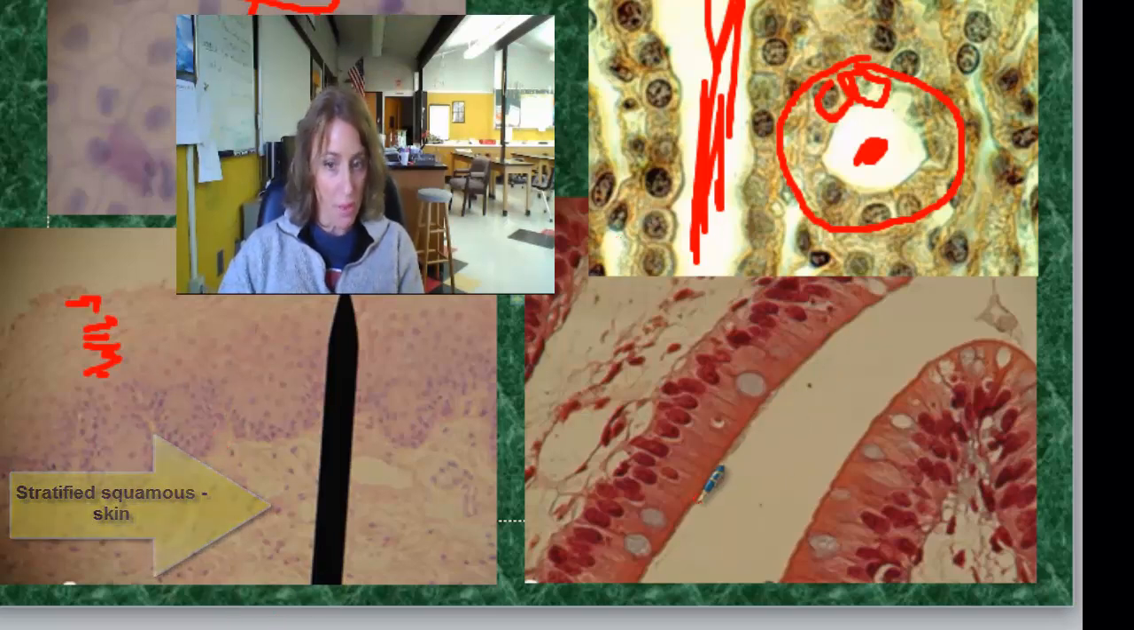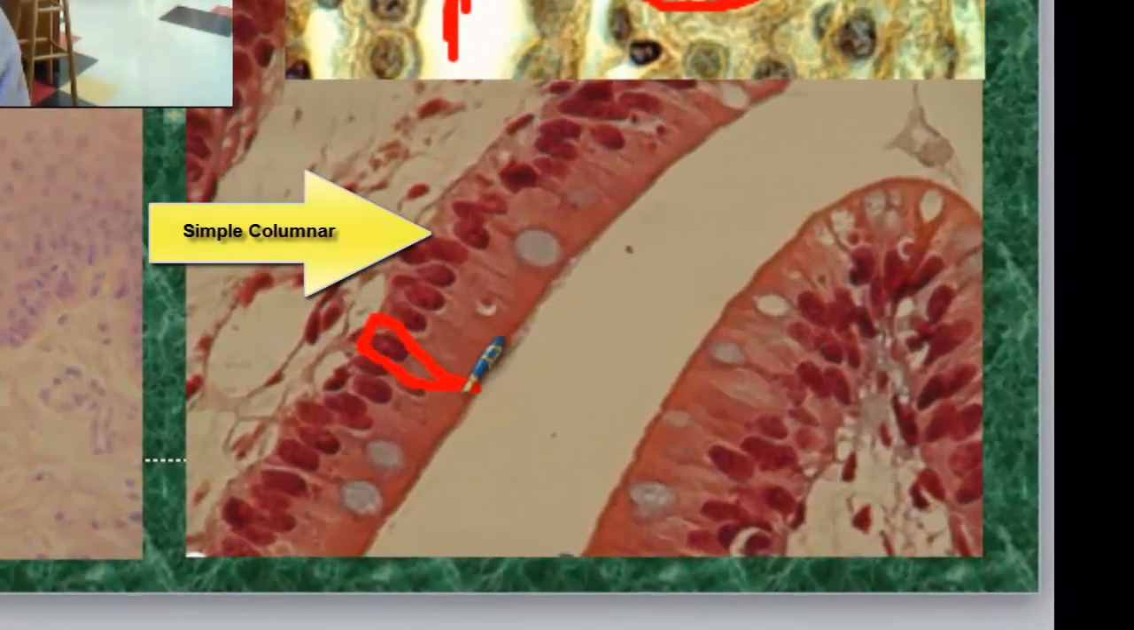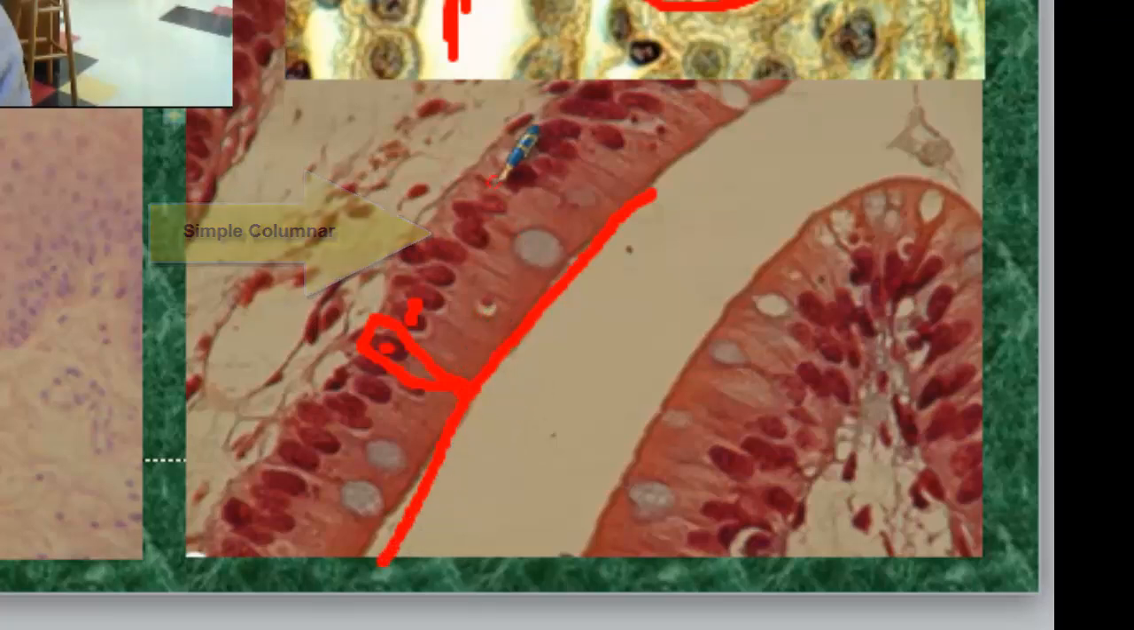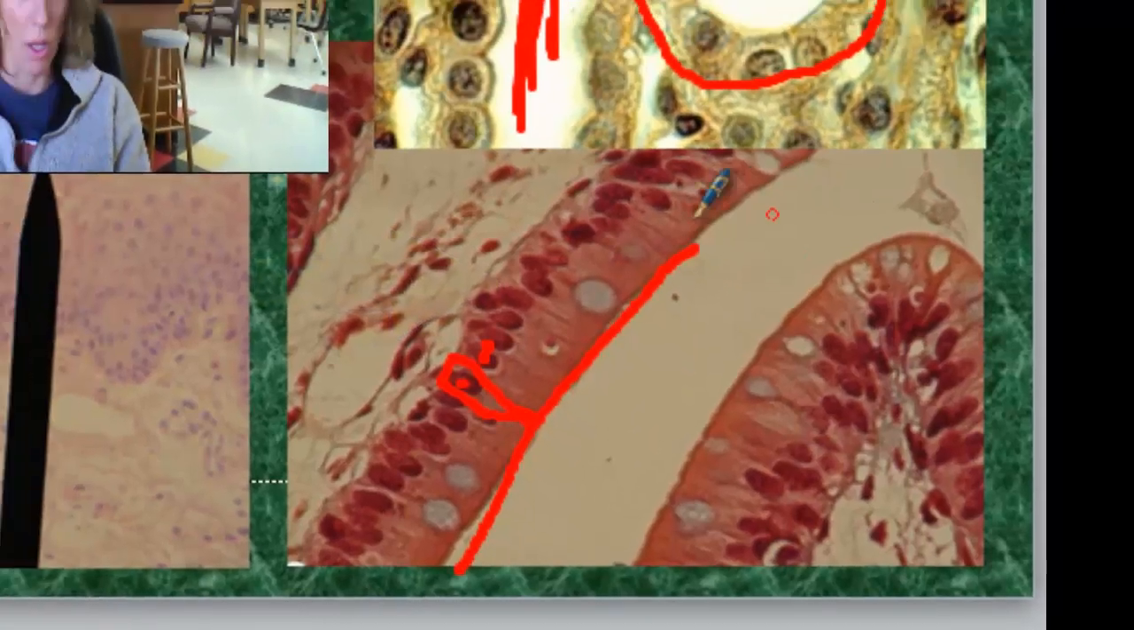And then on the right bottom here, we have column-shaped cells. So it's called columnar, and again, there's the nucleus. Here is the basement membrane holding all of these cells together. It's one layer, so it would be simple columnar.